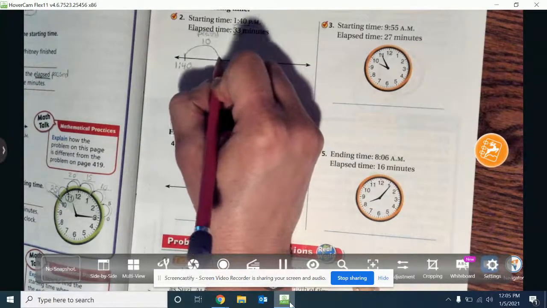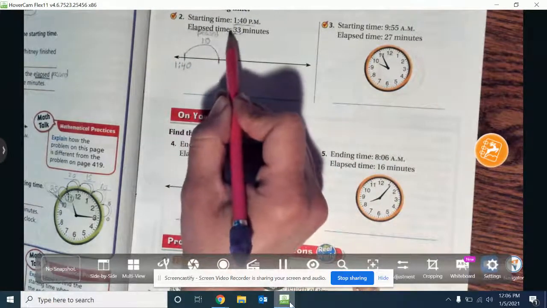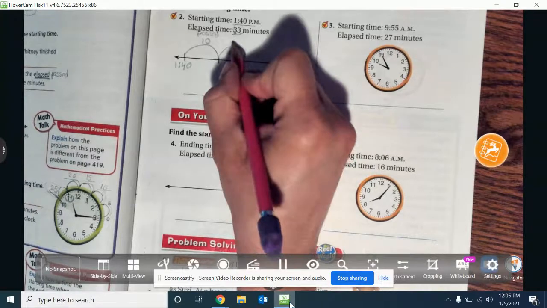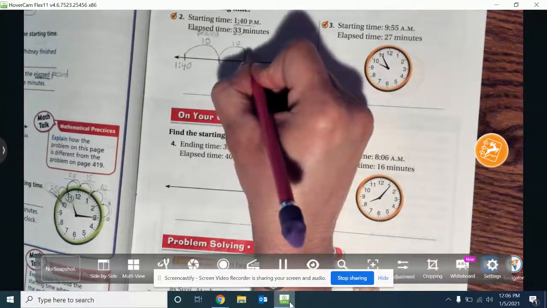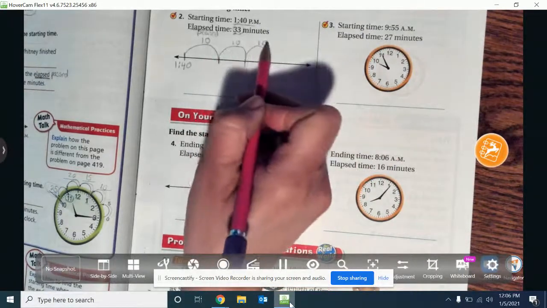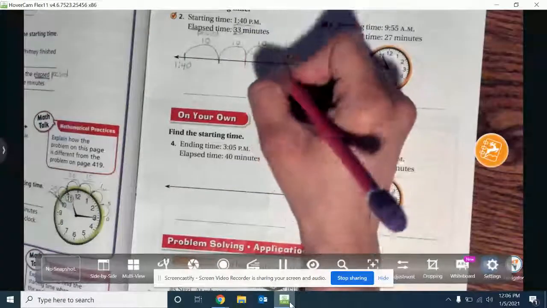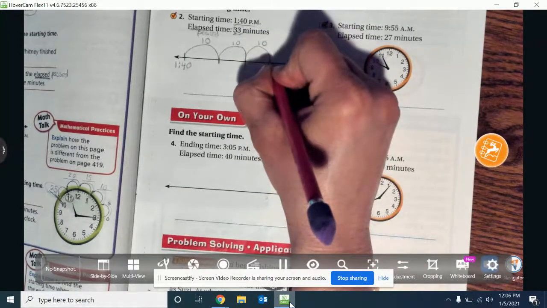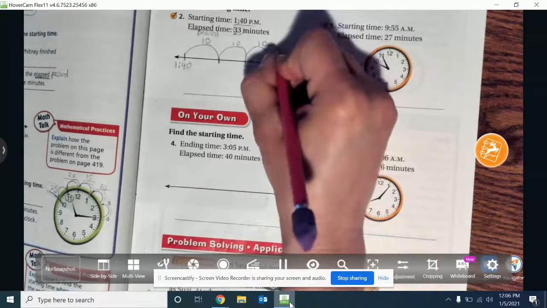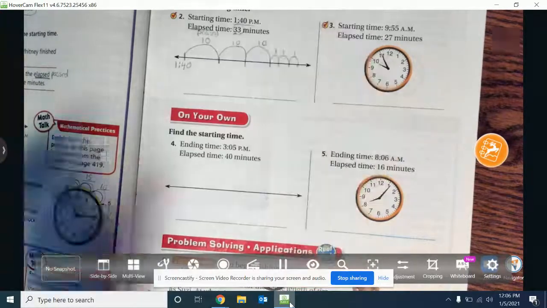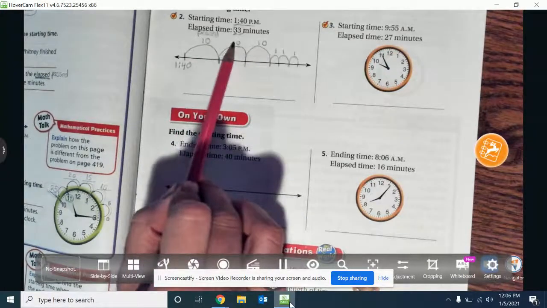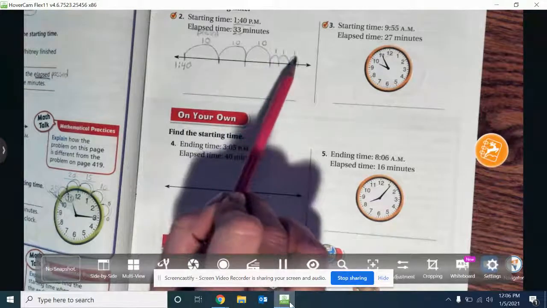And you know what? We'll go back and label it at the end, okay? So I need 3 jumps of 10. 1, 2, 3. So 10, 20, 30. And then we need 3 of 1s. So 1, 2, 3. So each of these jumps are 1 minute. So now we made our jumps. 10, 20, 30, 31, 32, 33.